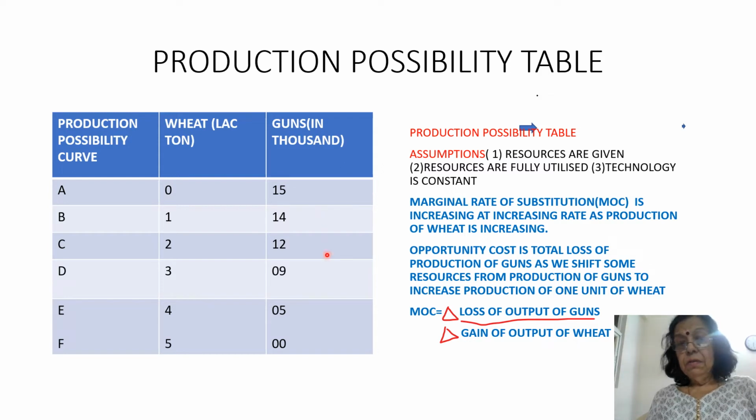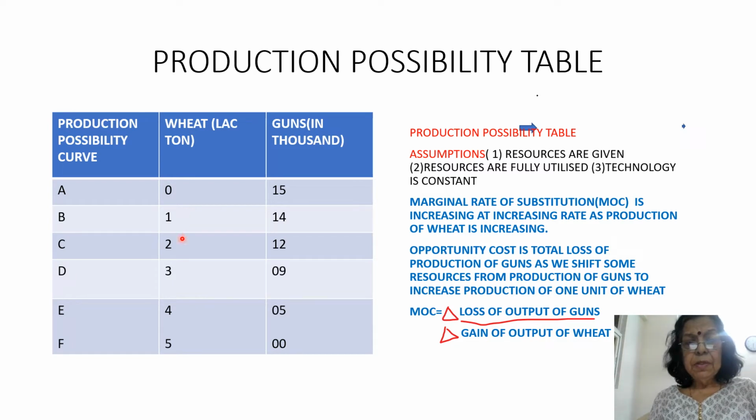And then opportunity cost is the total loss of production of guns as we shift some resources from production of guns to increase production of 1 unit. Now we'll understand this. For example, we are here on point B. So guns are being produced 14,000 and production of wheat is 1 unit.